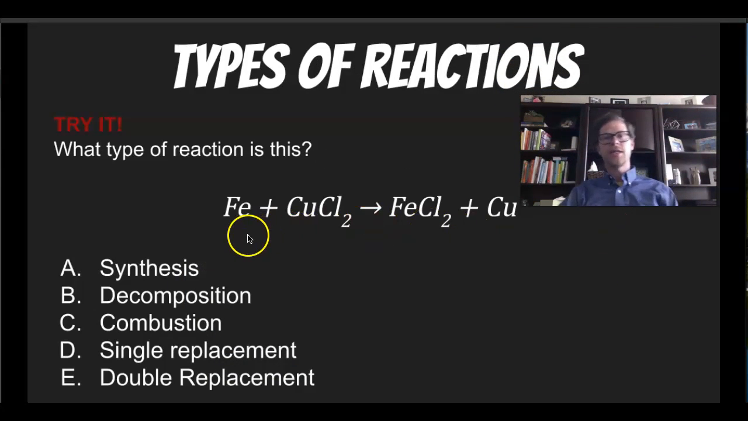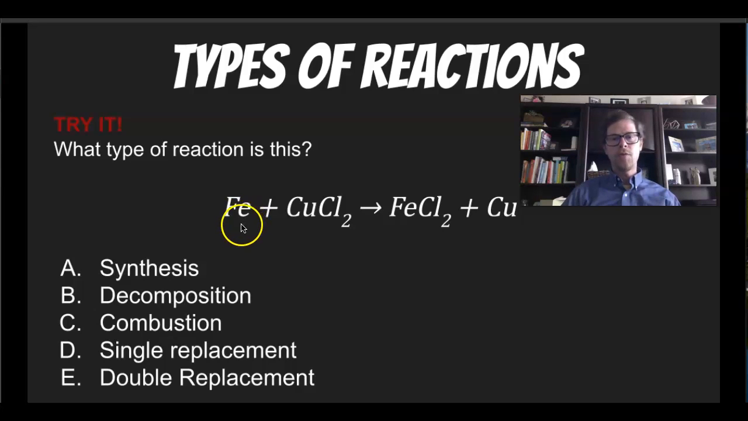Okay, a couple of quick examples of the kinds of problems you might have to do with this. What type of reaction is this? We've got iron plus copper chloride. That's copper 2 chloride if you're remembering your bonds. And when they react, they become iron 2 chloride and plain old copper by itself. What type of reaction is this? So pause for a moment, see if you can do this one in your notebook.